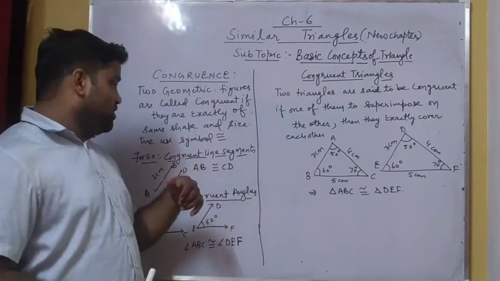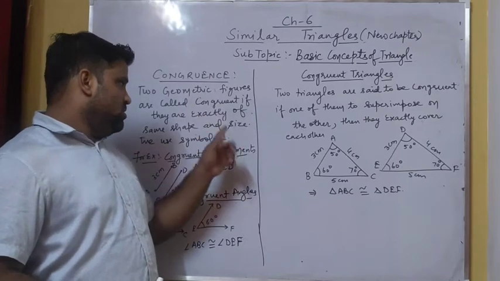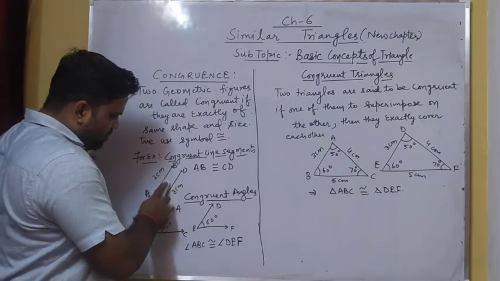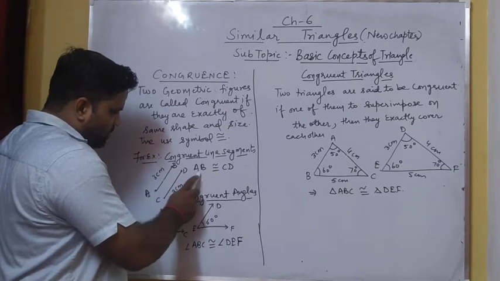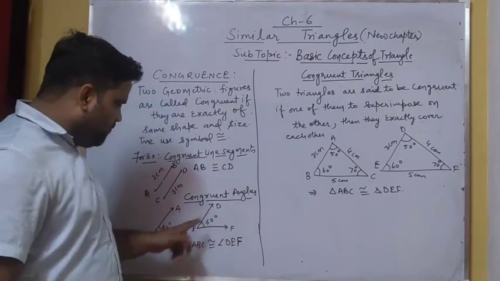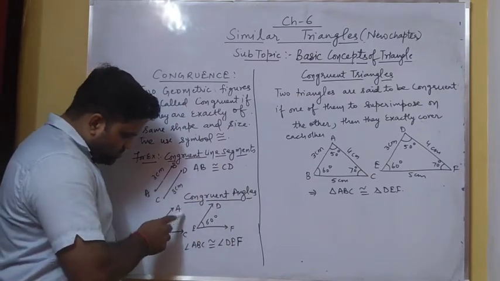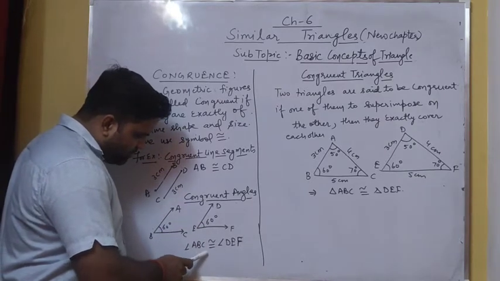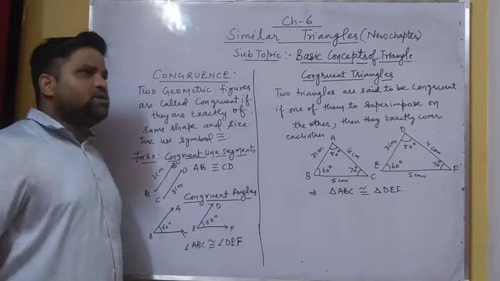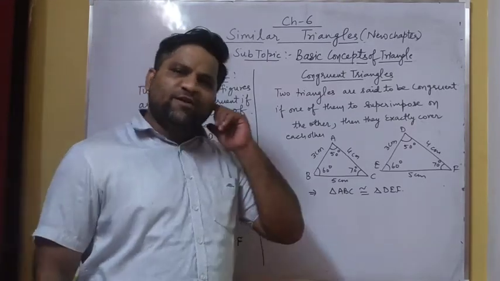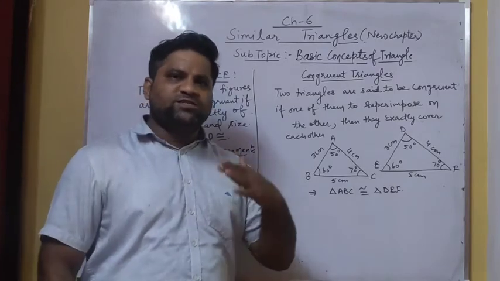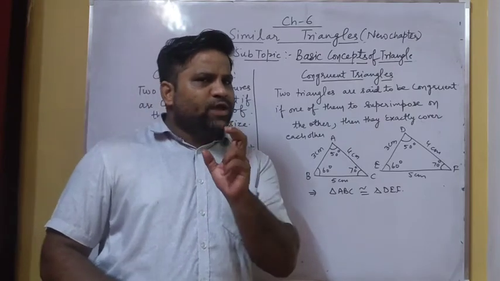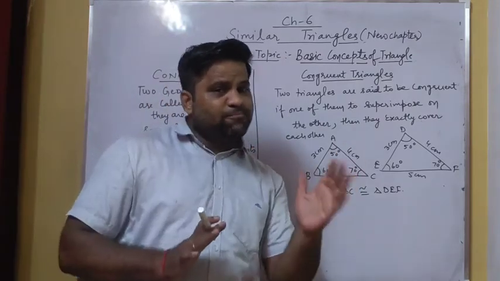How? Here we have examples. We use this symbol for congruence. Here we have two line segments which are of the same length. So we can say that AB is congruent to CD. Similarly, here we have two angles, ABC and DEF, which are of the same measure. So we can say that angle ABC is congruent to angle DEF. Similarly, we have lots of examples in our daily life of things which are of the same shape and size. It is a criterion that for two figures to be congruent, they should be of the same shape and size.